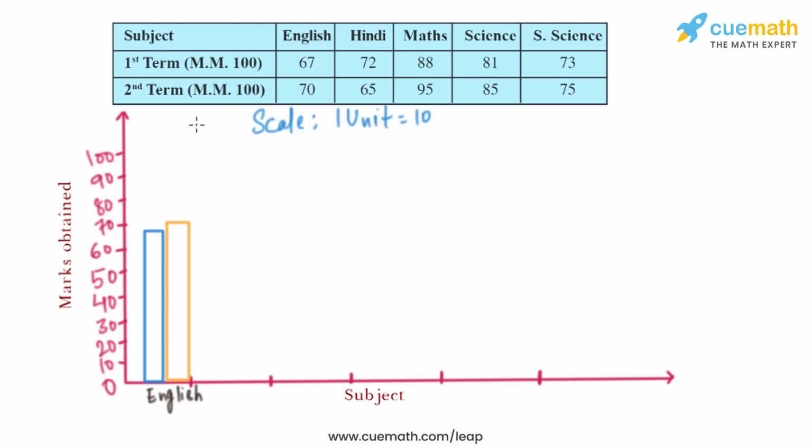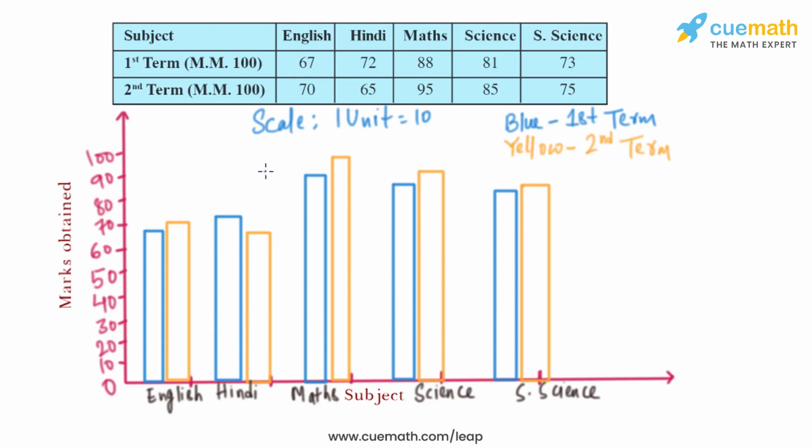So this is how we will draw the bar graph of English. The one in blue is the marks obtained by the student in the first term in English, and the one in yellow is the marks obtained by the student in the second term in English. Similarly, we will draw for Hindi, Math, Science and Social Science. And we have taken the scale as 1 unit equals to 10 marks.